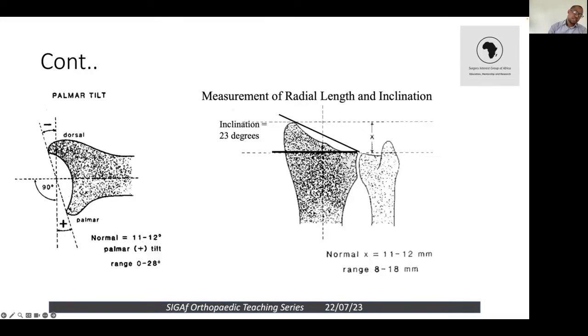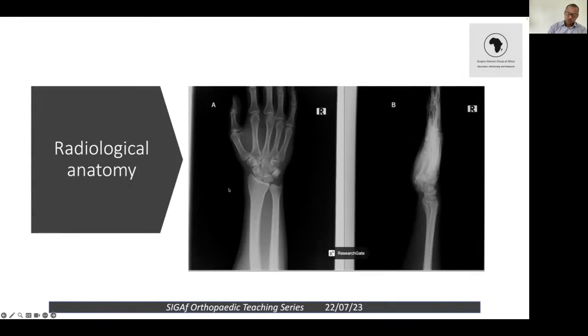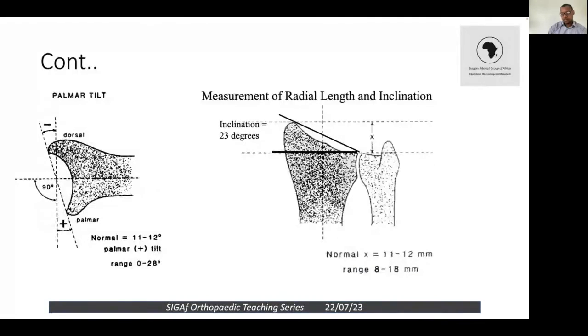And then when you look at it laterally, so if I should move back, what we've described so far are the angles you can measure on the PA X-ray: the radial inclination and the radial height. Then on the lateral view, you're trying to measure where the radius is facing.